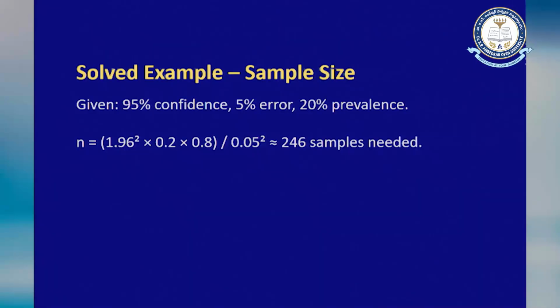For example, you have the data that is given to you, and you can even look at the slide which says the 95% confidence and 5% error and 20% prevalence. So if you insert the data into this formula, n equals 1.96 whole square into 0.2 into 0.8 divided by 0.05 whole square, it gives you 246 samples needed. That's the way it is.